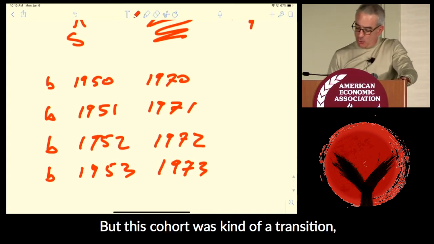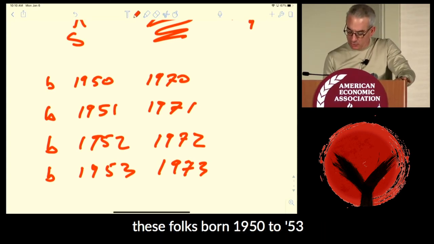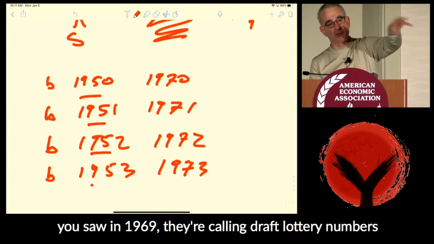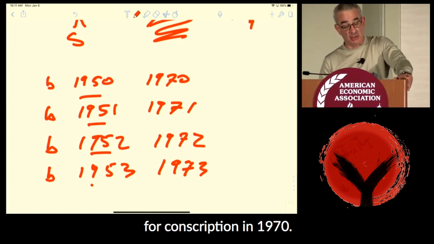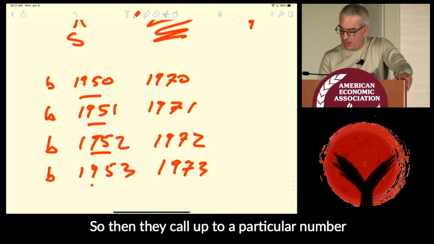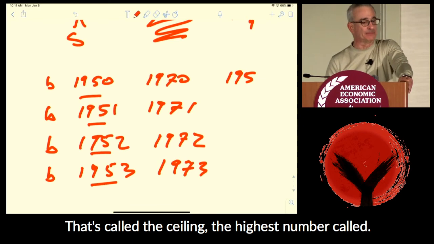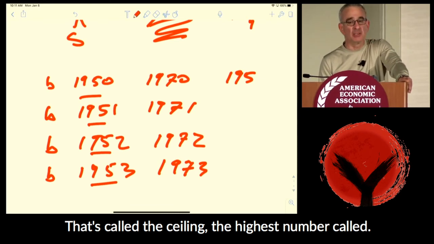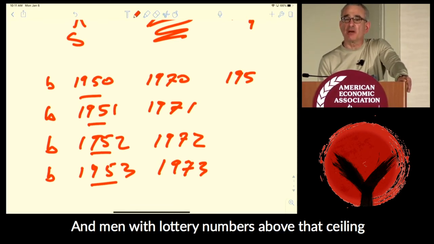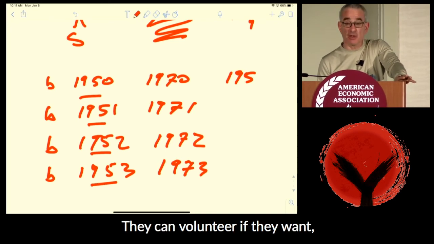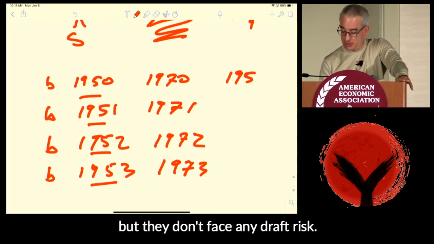But this cohort was kind of a transition, these folks born 1950 to 53. The way that it worked is, you saw in 1969, they're calling draft lottery numbers for conscription in 1970. So then they call up to a particular number, and then they're done. That's called the ceiling, the highest number called. And men with lottery numbers above that ceiling will not be drafted. They're scot-free. Okay? They can volunteer if they want, but they don't face any draft risk.